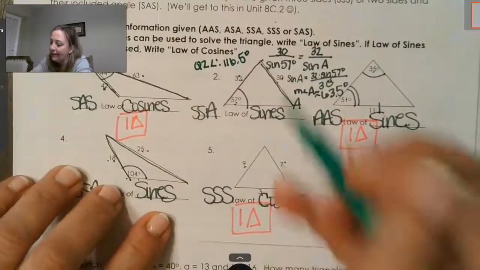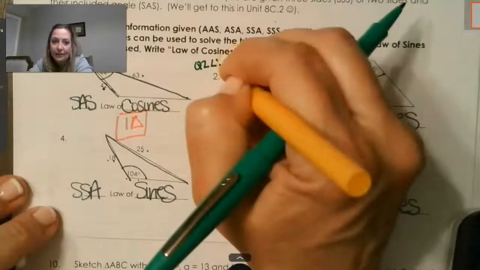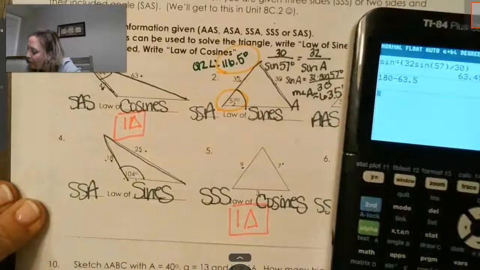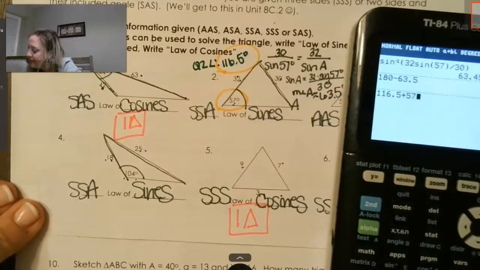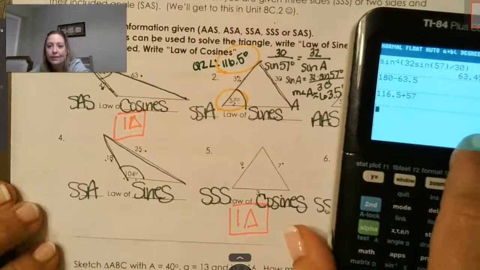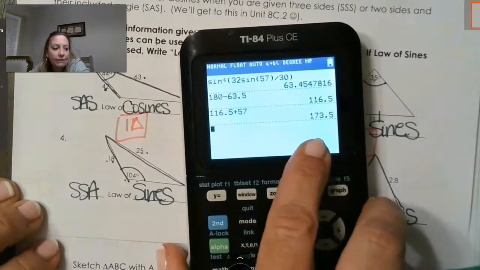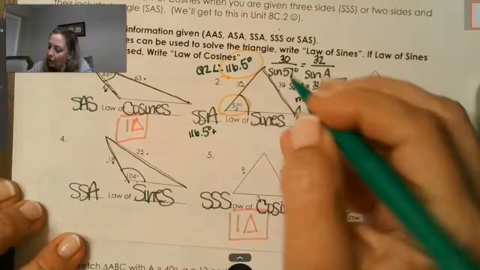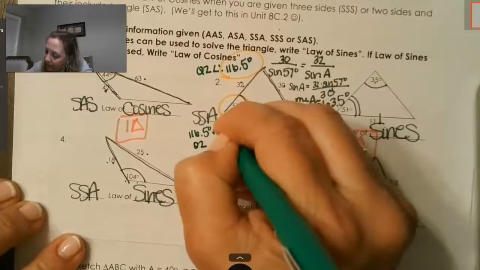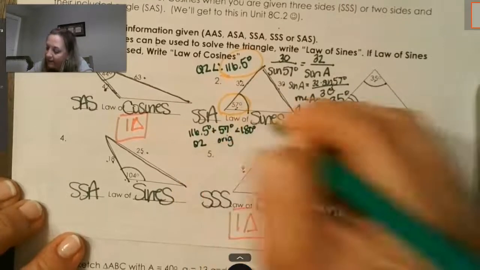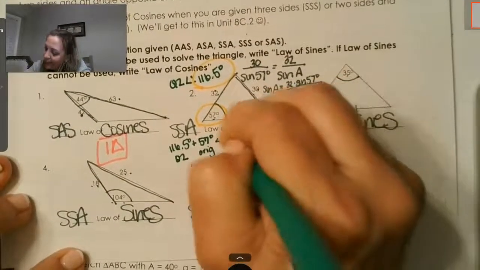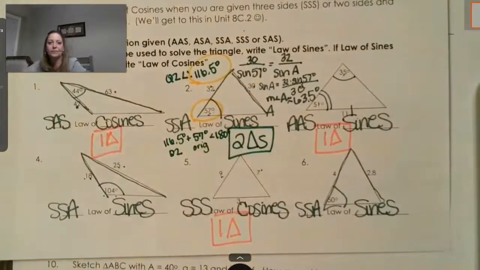Now, is it possible that I could take this 116.5 degrees and this 57 degrees and have room for another angle of the triangle? Well, let's see. 116.5 plus 57 gives me a total of 173.5. So is there room for a third angle of the triangle? There is, okay? So this 116.5, our quadrant 2 angle, plus our 57 degrees, our original angle, was less than 180 degrees. And so when it's less than 180 degrees, that means that a second triangle can be formed. And therefore, this is a case that has 2 triangles. Okay?